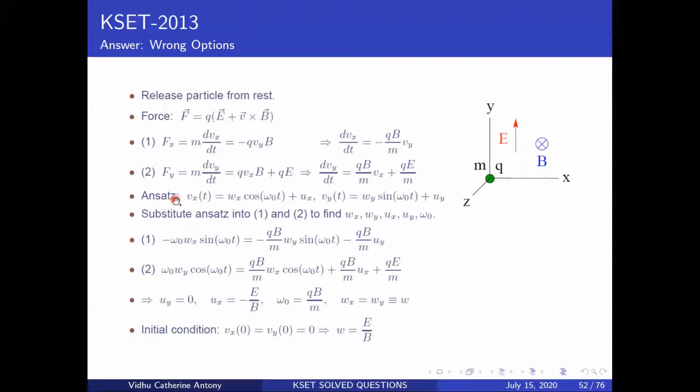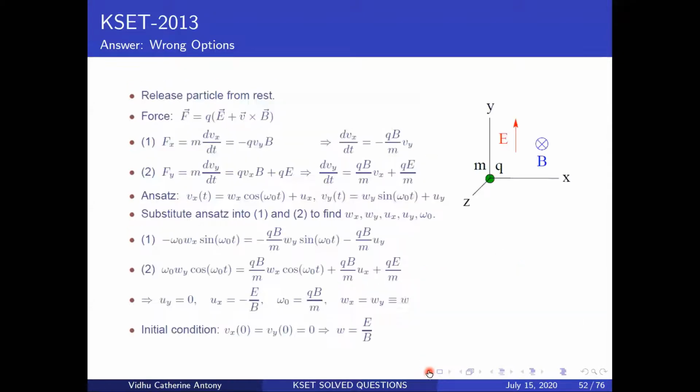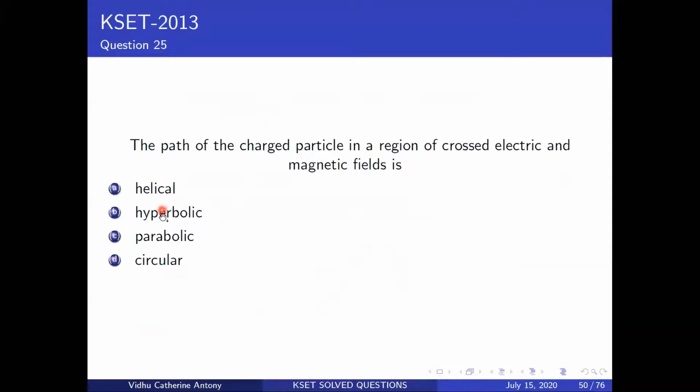Now, what's this ansatz? These are fancy terminologies that they use. Basically, it means I am assuming these equations so that I get to my answer. That's what ansatz means. So now what do you have? You basically have a cycloid. You can look at this figure and see that it's a cycloid. So in the options, you had none of them: helical, hyperbolic, parabolic, and circular. The thing to note here is that it's not just electric field and magnetic field. They've actually mentioned crossed fields over here. That's really key, so you have to note that.